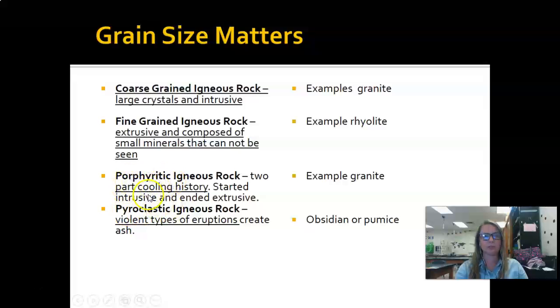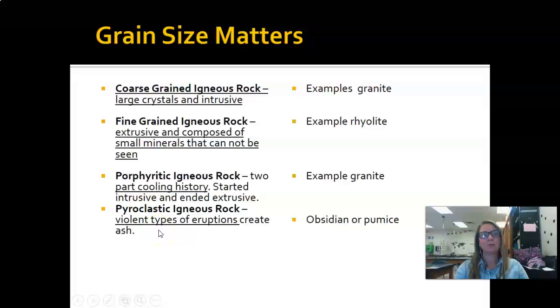Porphyritic just means that it almost had a two-part cooling system. It started to cool more than likely intrusively, and then was spit out extrusively and cooled differently. So granite can also be an example of this, and we'll talk about some other very similar ones that have big crystals in them, encased in something that looks almost like cement.